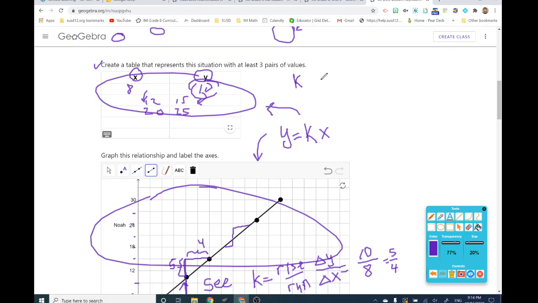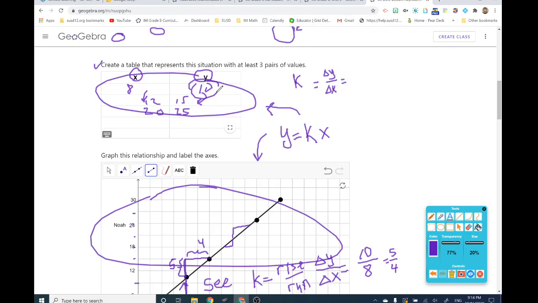So let's do some math here. The change in Y, I'll write that down for you, even though I put it many times. Go ahead and do this in your notes too. Next to the data table, write this down. K equals the change in Y divided by the change in X.